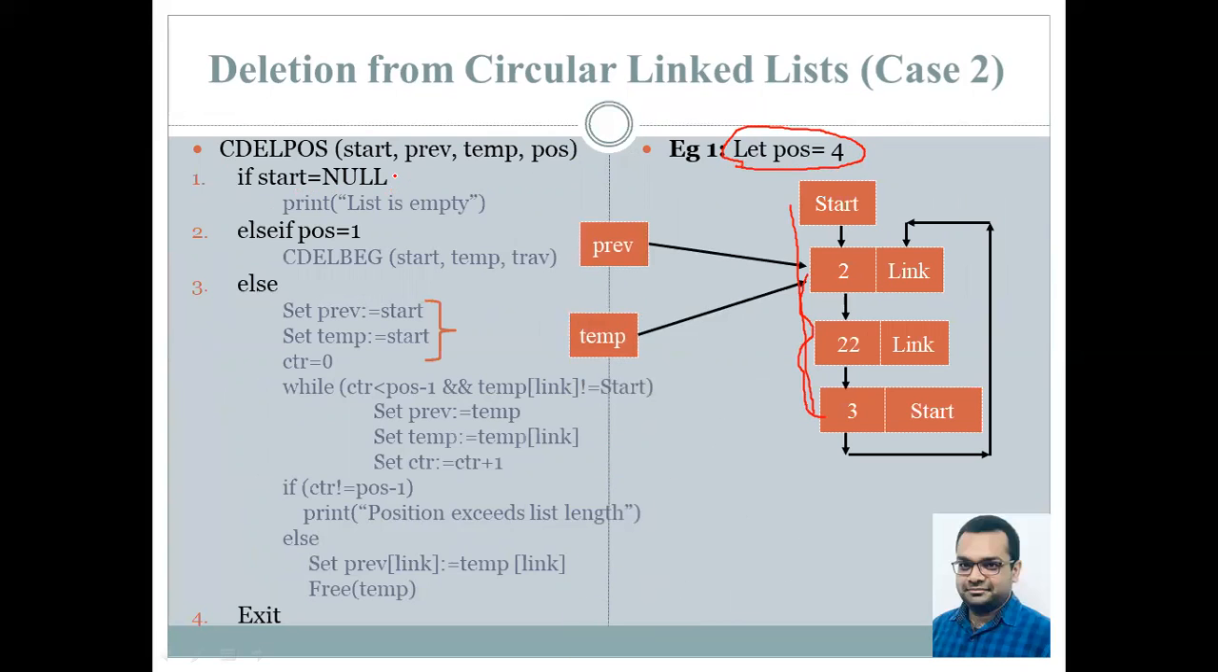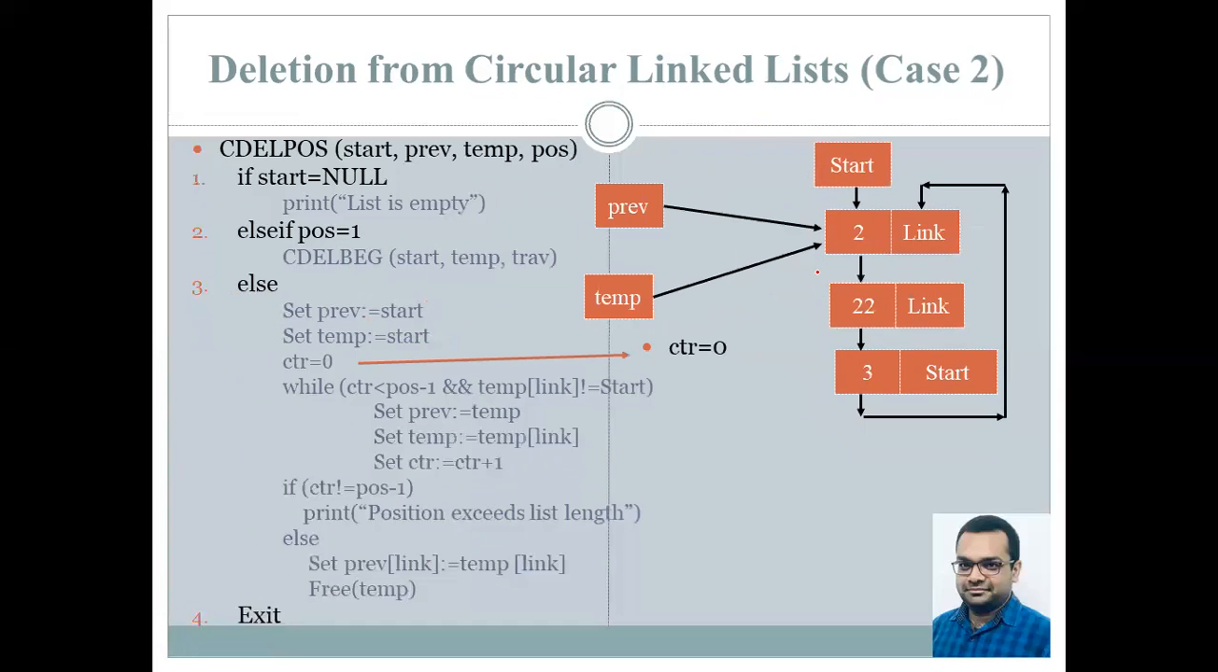As you can see, start is not null, so this message is not printed. Also, position is not 1, so this procedure will also not be called. Now the control jumps to the else part. The result of execution of the first two statements is that previous and temp both are initialized to the start, that is the address of the first node. Now counter is initialized to 0.